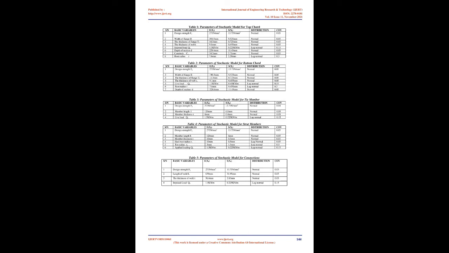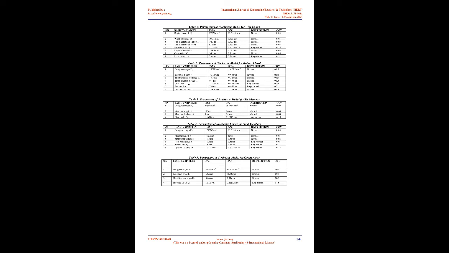4.0 Program Data Preparation. The Mansard truss shown in Fig. 2 was designed following EC3. The means, standard deviations as well as the statistical distributions of the basic design variables were prepared as shown in tables 1 to 5. 4.1 Parameters of stochastic model. The values of data used in the models are presented in tables 1, 2, 3, 4 and 5.